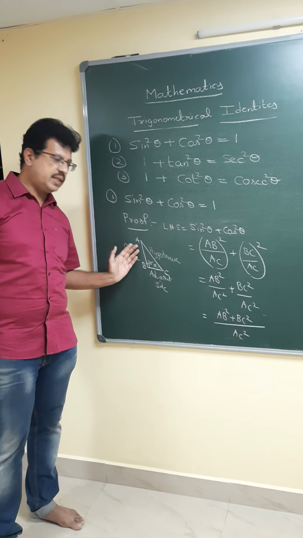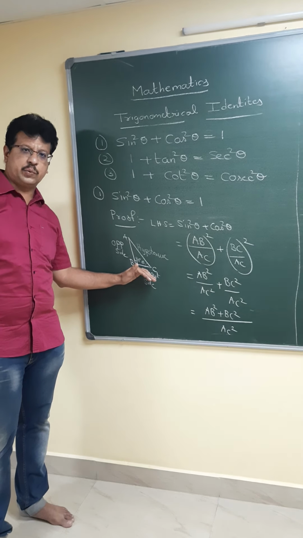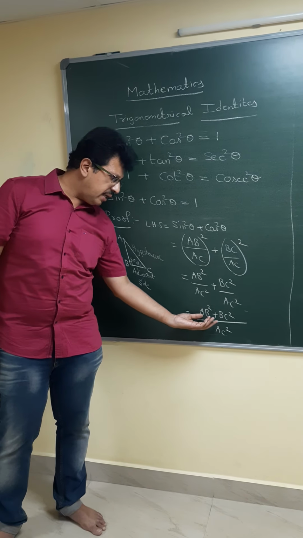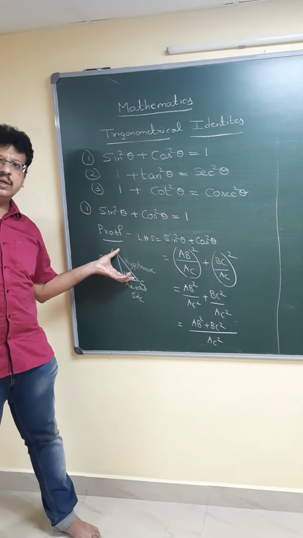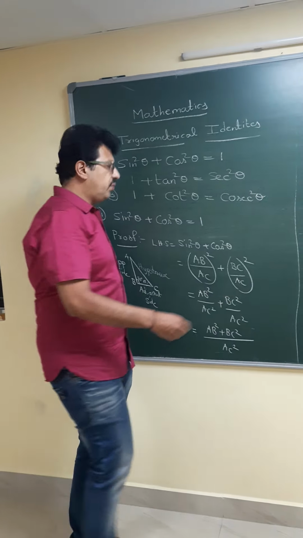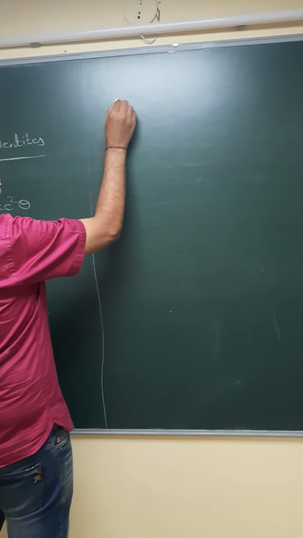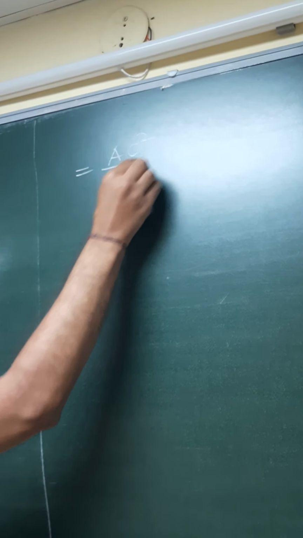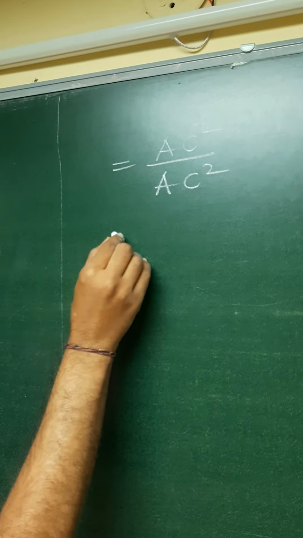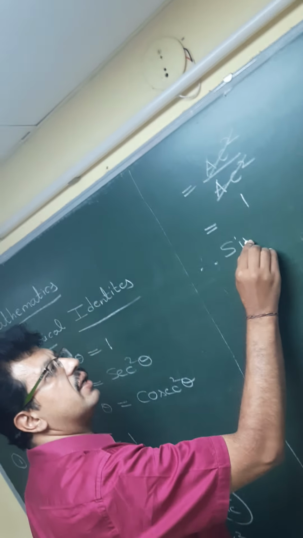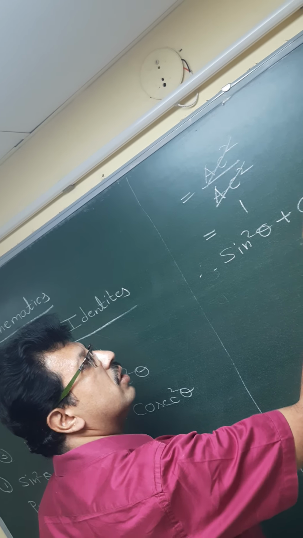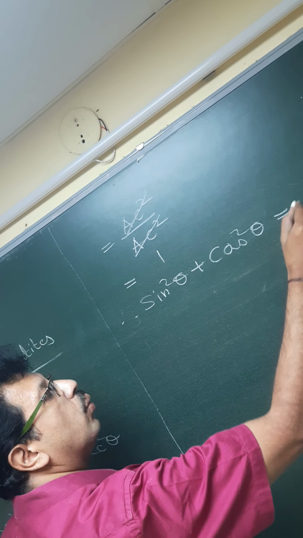Sum of the squares of the other two sides is AB square plus BC square. So that is what has been written here. AB square plus BC square is nothing but what? AC square. So we are going to write this as AC square by AC square. AC square will cancel, that is equal to 1. So we have proved that, therefore, sin square theta plus cos square theta equals 1.